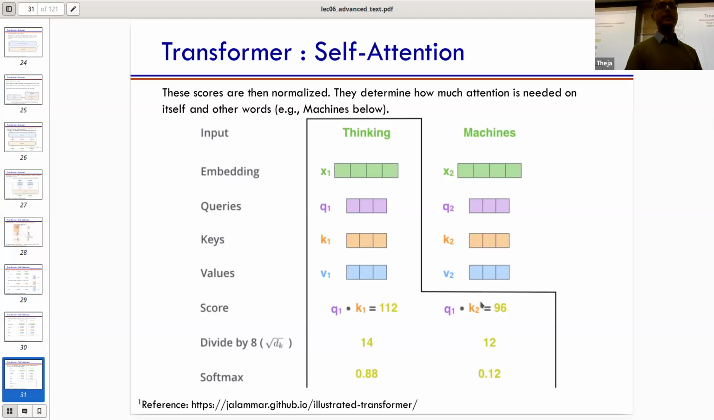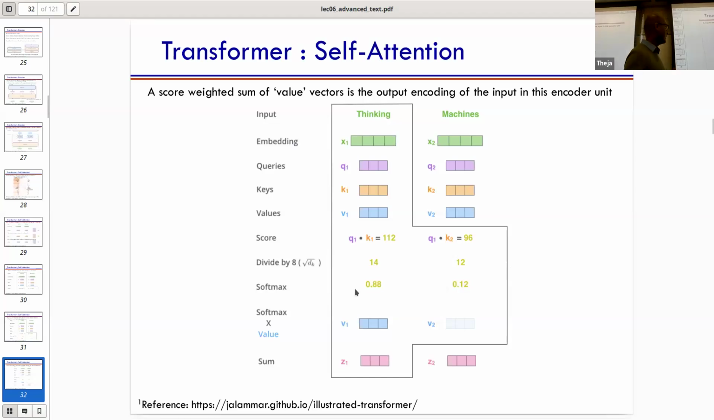Sorry, key1 and key2, and then appropriately do a weighted averaging of the exact same values to get z2 as well. Okay. So what I mean is softmax times value and then summation, right? So it's a weighted averaging to get z1. So that's how we go from x1 to z1.